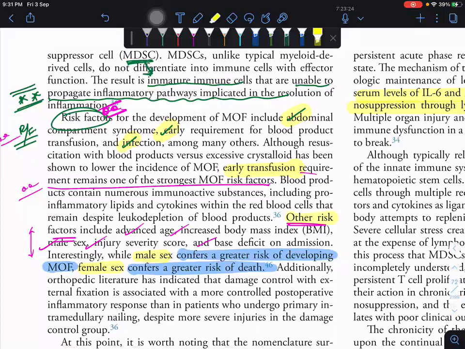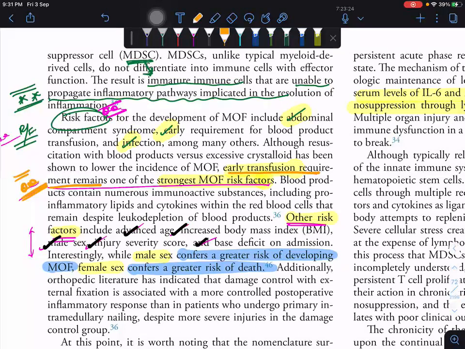The other risk factors are advanced age, increased BMI, male sex, injury severity score, and base deficit on admission. Among these, which is the strongest MOF risk factor? The strongest MOF risk factor is early transfusion requirement. So early transfusion requirement is the strongest risk factor for MOF.